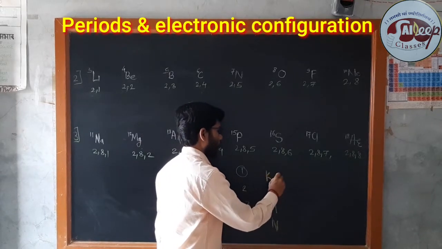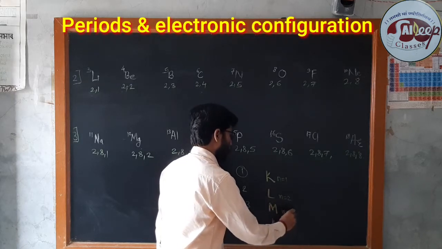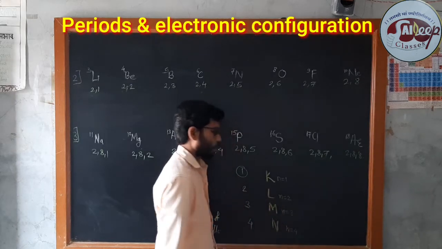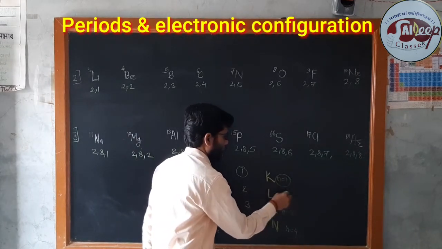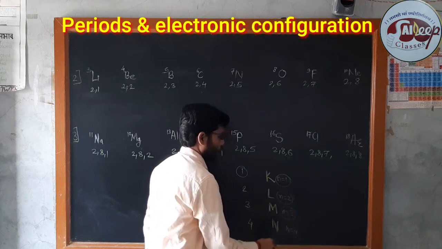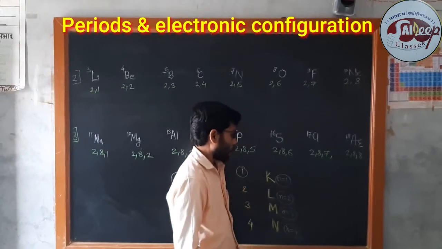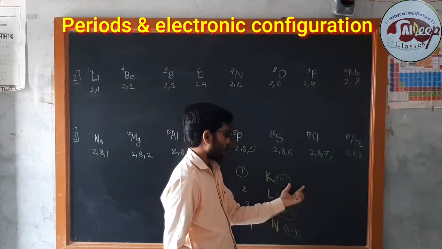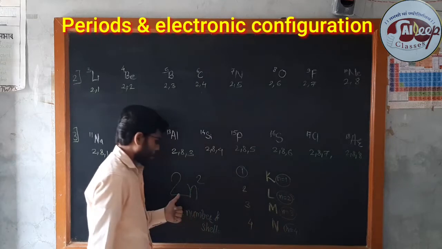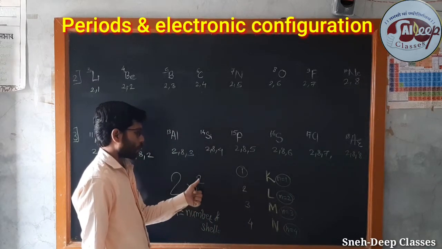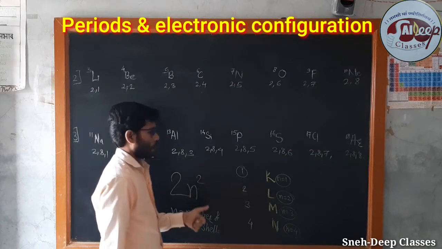Here, n is equal to 1, n is equal to 2, n is equal to 3, n is equal to 4. n is equal to 1 for the K cell, n is equal to 2 for the L cell, n is equal to 3 for the M cell, and n is equal to 4 for the N cell. Now we calculate the number of electrons in the K cell, L cell, M cell, N cell. The formula is 2n square. n is equal to 1. Put this value in the formula: 2 into 1 square.